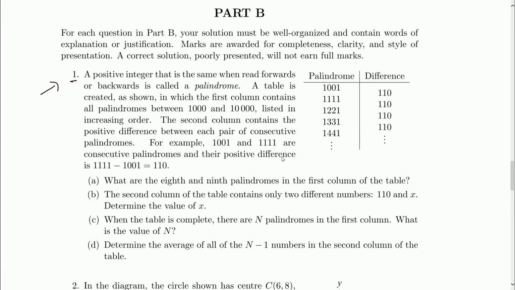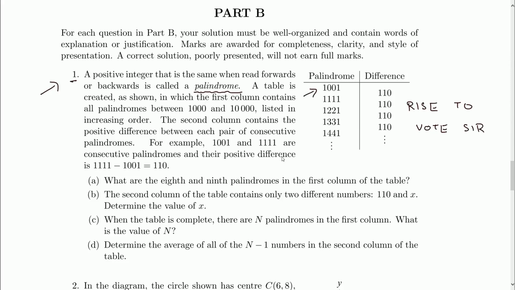A positive integer that is the same when read forwards or backwards is called a palindrome. The same thing is true of sentences, like "rise to vote, sir." You can read it the same backwards and forwards. It's the same letters, just reverse order. But numerically we're talking about palindromes. So 1001, 1111, 1221. Looks like we're talking about 4-digit ones.